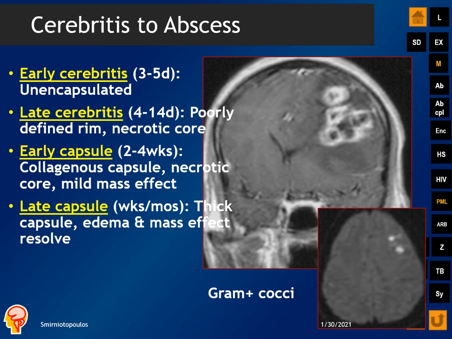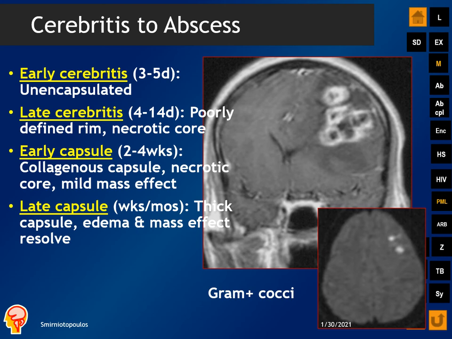Let's talk about the progression of parenchymal infection. Early cerebritis is typically described as being 3 to 5 days out from the beginning of the infection. There's no capsule. Late cerebritis extends out to approximately 2 weeks. There may be a very poorly defined rim without collagen and a necrotic core. Abscess formation begins to occur with the formation of a fibrous collagenous capsule, the proliferation of small vessels, and granulation tissue, which surround a necrotic core, and it may have relatively mild mass effect.